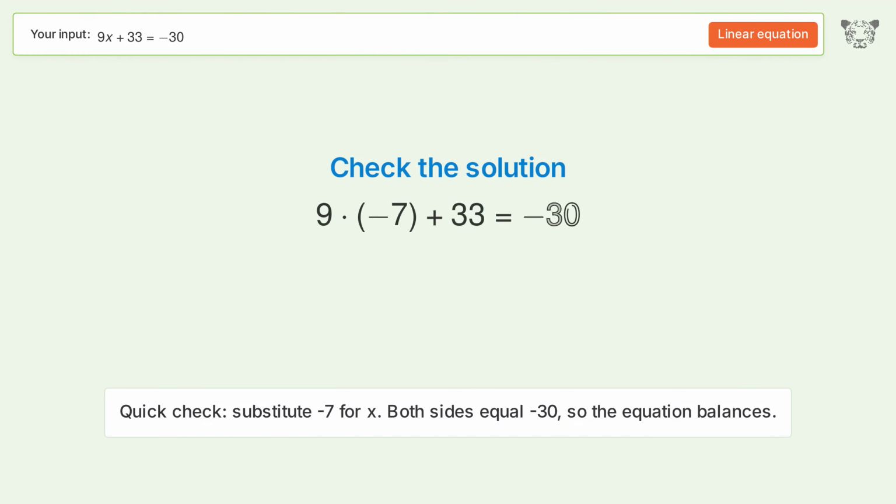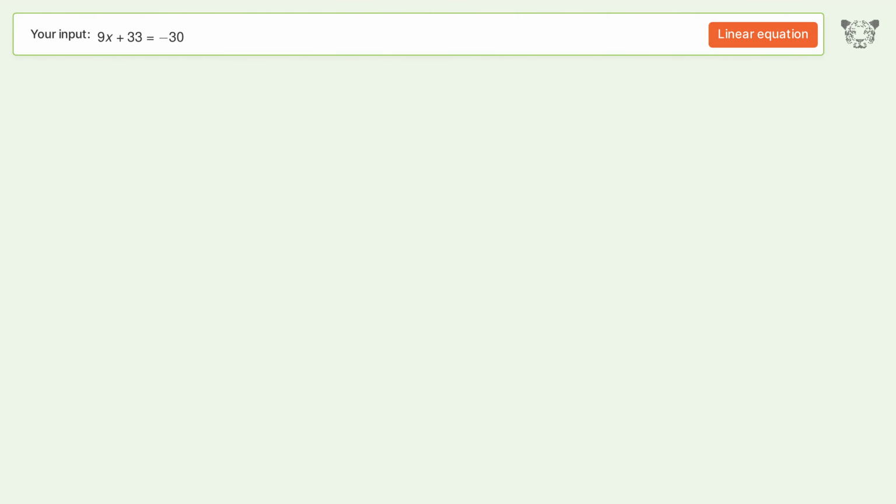Quick check. Substitute negative 7 for x. Both sides equal negative 30, so the equation balances. So, x equals negative 7.